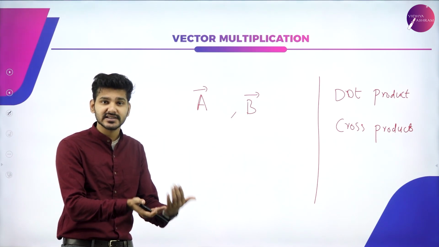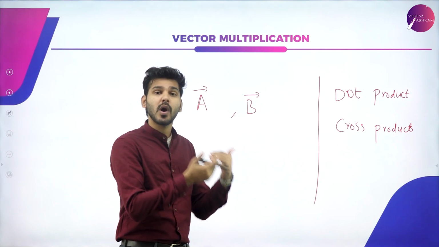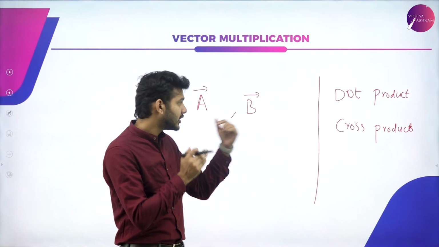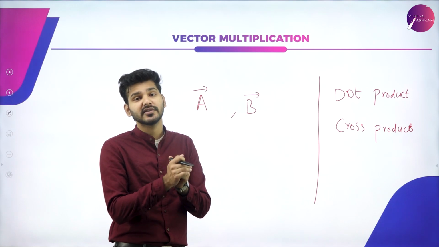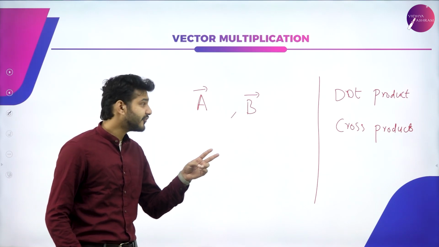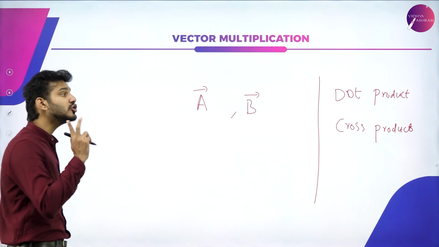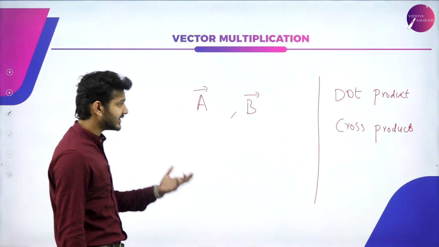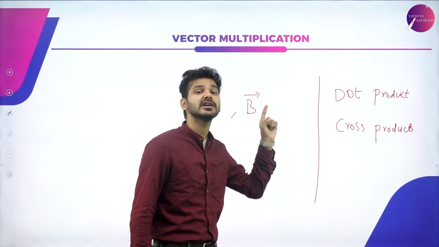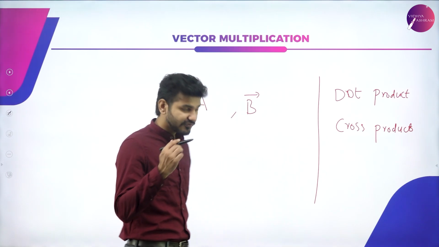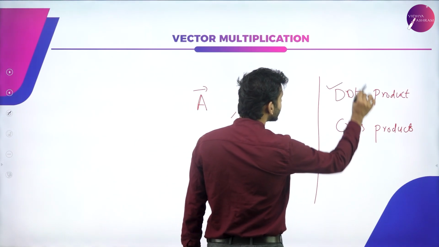In the later classes, I'll discuss in detail why and how these dot and cross products behave the way they behave. So if there are two vectors, vector A and vector B, then we can say that there are two possible ways in order to multiply them. One is dot product and the other one is cross product. So first, we'll discuss what is dot product.